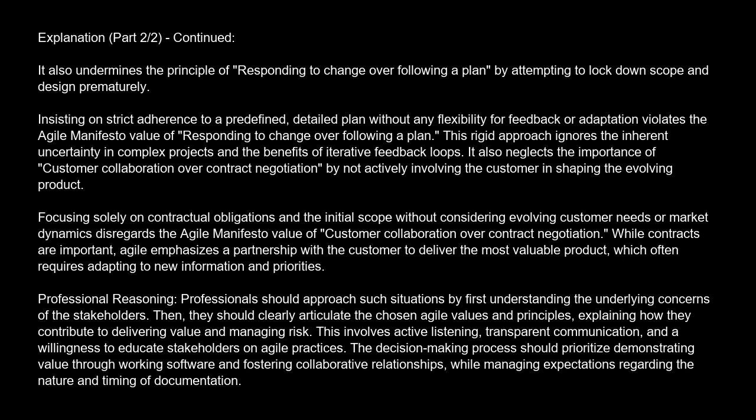Insisting on strict adherence to a predefined, detailed plan without any flexibility for feedback or adaptation violates the Agile Manifesto value of responding to change over following a plan. This rigid approach ignores the inherent uncertainty in complex projects and the benefits of iterative feedback loops. It also neglects the importance of customer collaboration over contract negotiation by not actively involving the customer in shaping the evolving product.